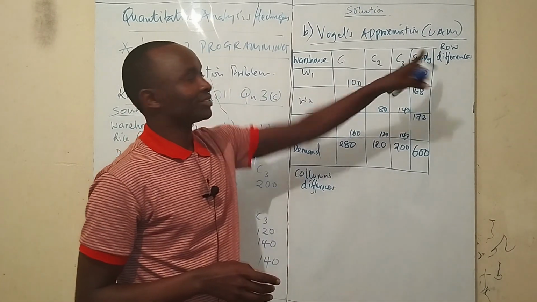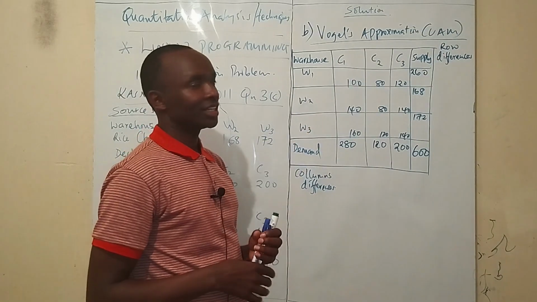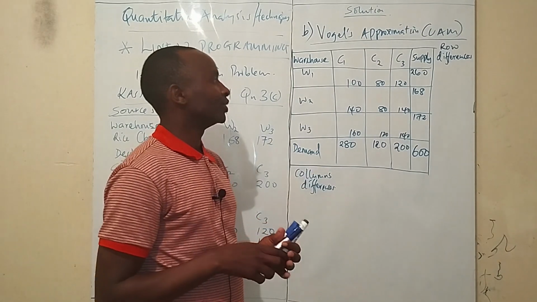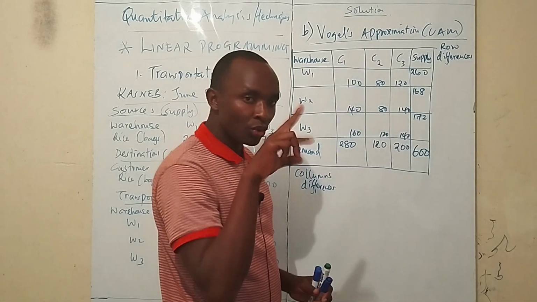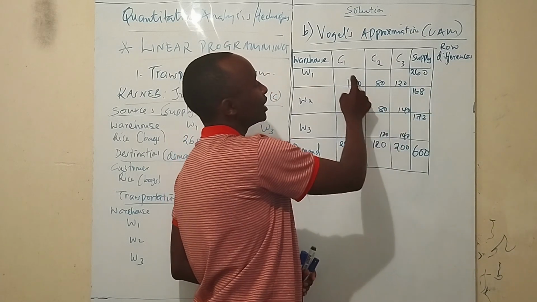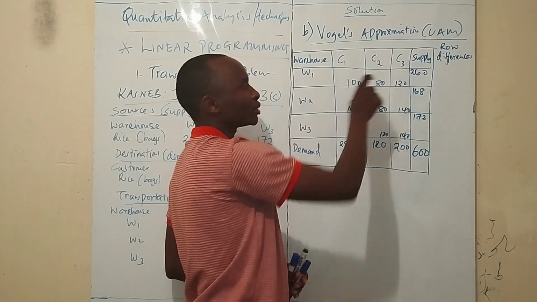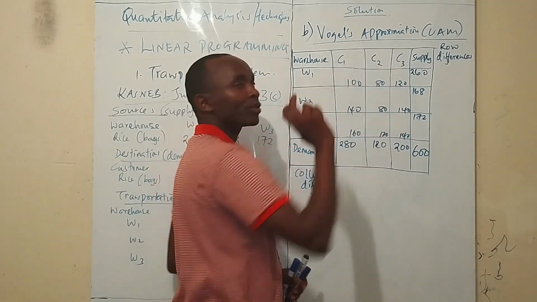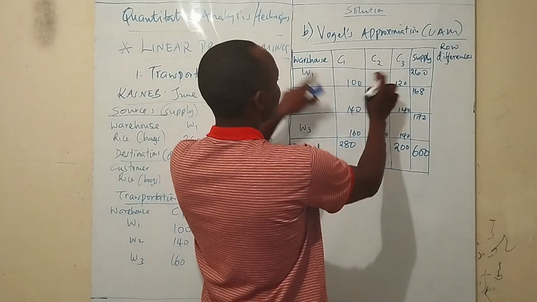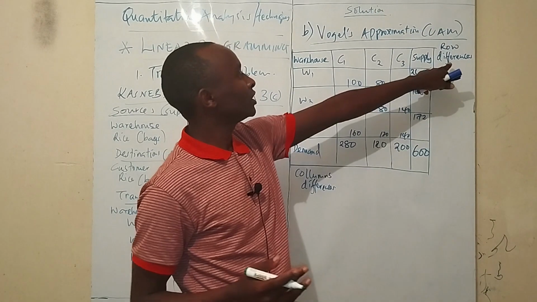For the row differences, you are going to find the difference of the figures here. But what Vogel's approximation method states is that we find the difference between the two lowest costs. So the lowest cost under warehouse 1 in this row is 180. 120 is higher than all of them, but you are supposed to find the difference between the two lowest costs. So the difference between the two lowest is 20. So you write it here, 20.